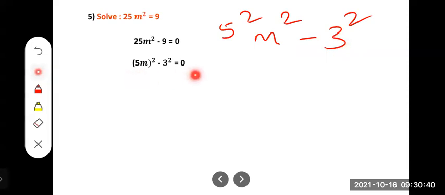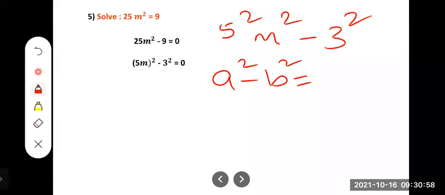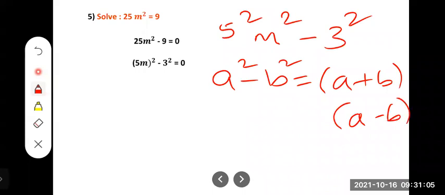Yes. Now, what is this form? 5m square minus 3 square. Is it the form of a square minus b square? Okay. So what is that formula? A square minus b square. What is the formula, children? This is one identity. So a plus b into a minus b. You already learned this: a square minus b square equal to a plus b into a minus b.